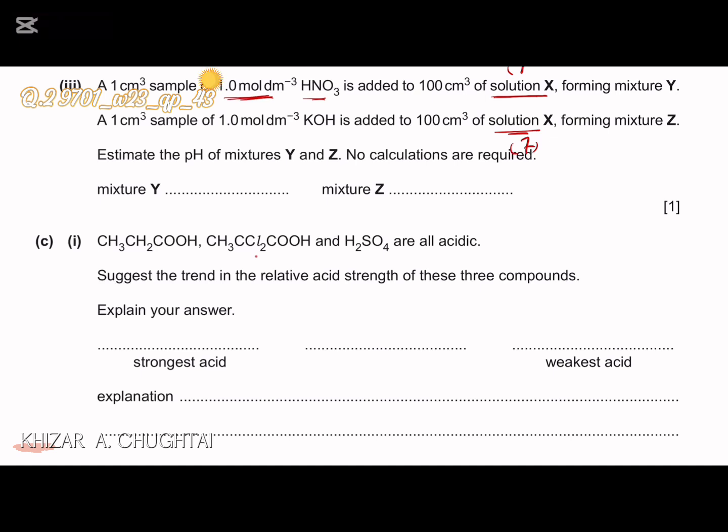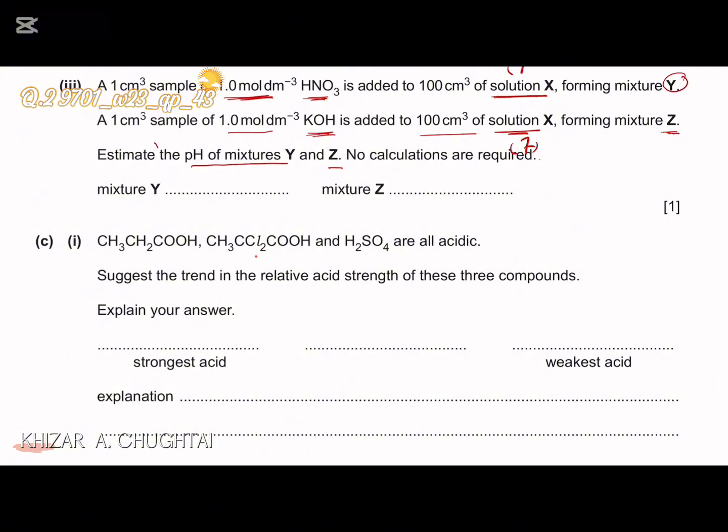And similarly, 1 cm³ sample of 1 mol per dm³ KOH is added to the 100 cm³ of the solution X, forming the solution Z. So solution Y is a mixture of NaCl plus HNO3. Solution Z is the mixture of NaCl and KOH. So estimate the pH of the mixtures Y and Z, and no calculation is required.